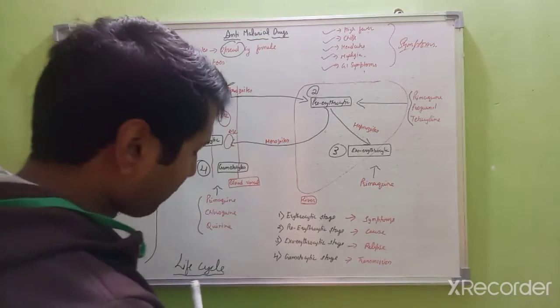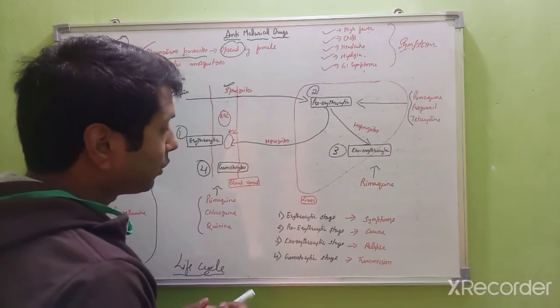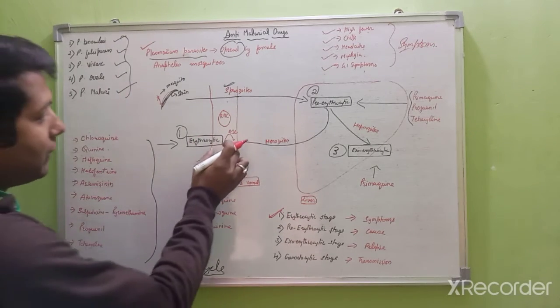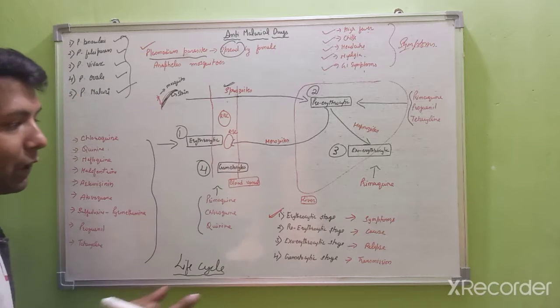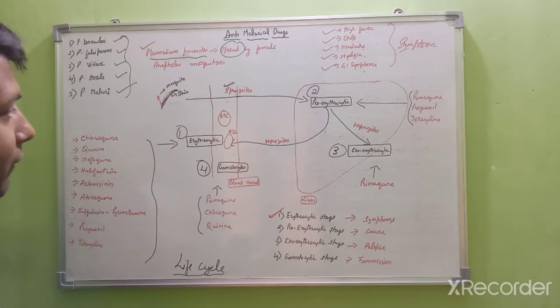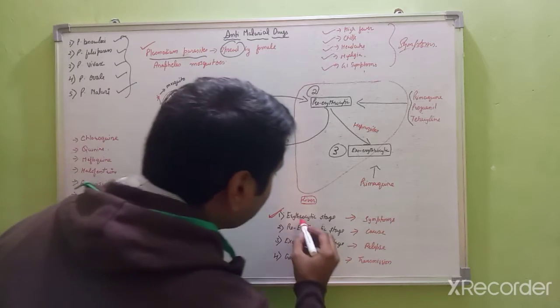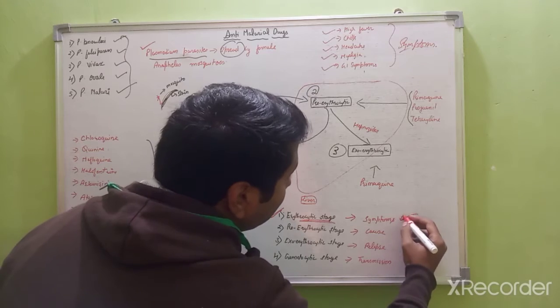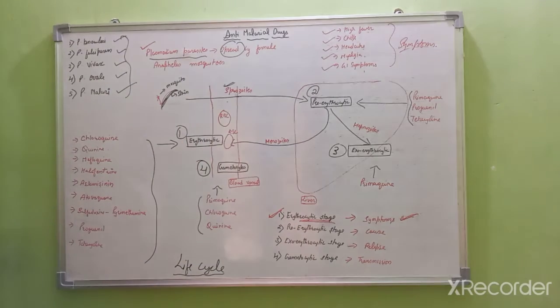So what happens in the erythrocytic stage? In the erythrocytic stage, these RBCs get ruptured. Whenever they get ruptured, there is an increase in the body temperature. In the erythrocytic stage, the symptoms of malaria will occur.